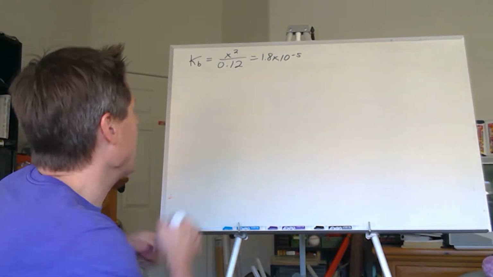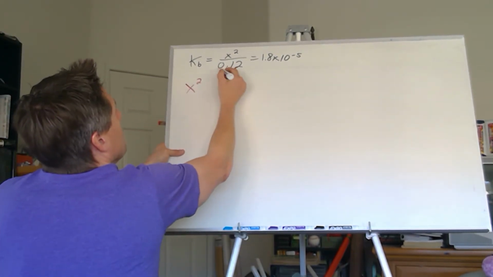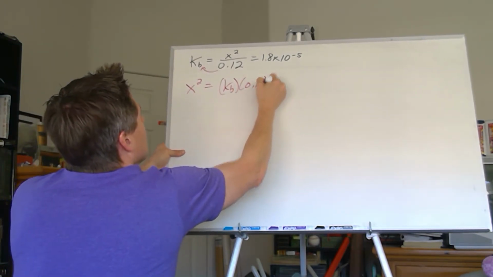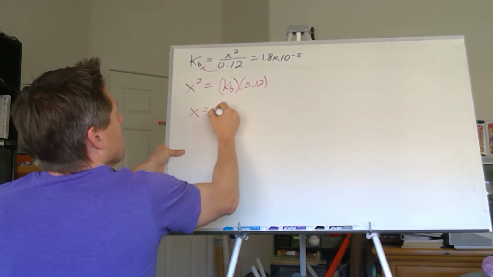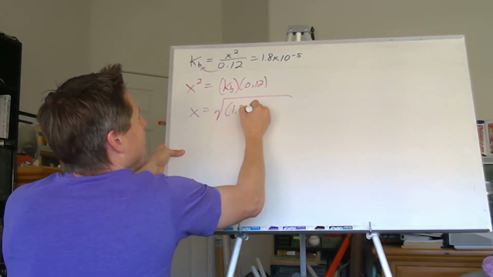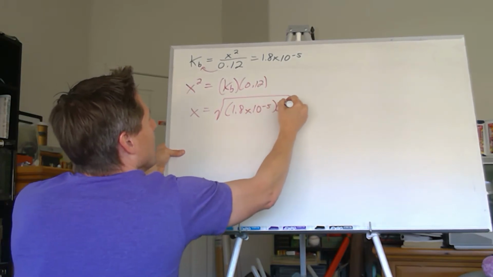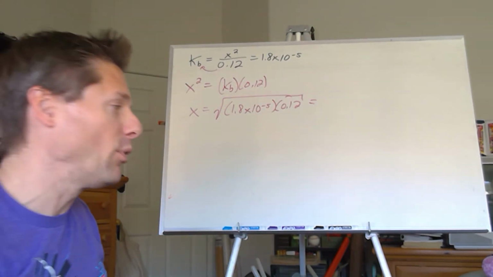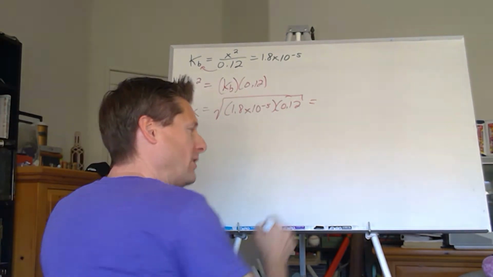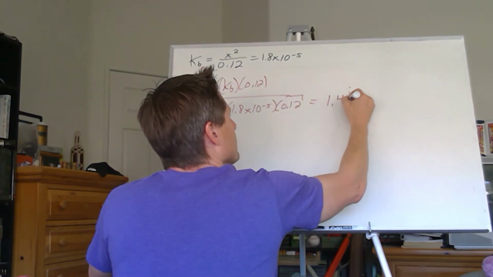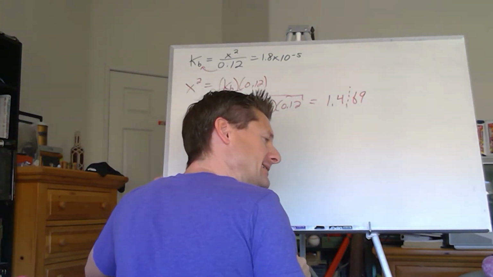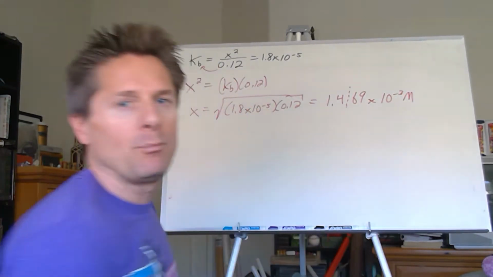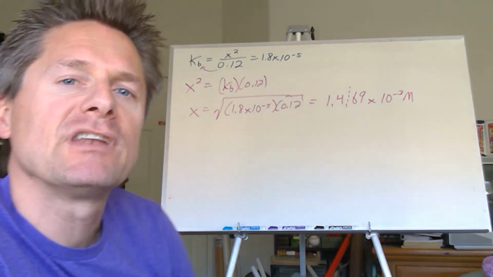All right, here we go. Let's solve for X. So X squared, let's move this over to KB, will be KB times 0.12. Therefore, X is going to be the square root of those. So let's take our 1.8 times 10 to the minus 5th times 0.12. So 2 significant digits across the board. What did I get for X? 1.469 times 10 to the minus 3rd molar, good to 2 significant digits.